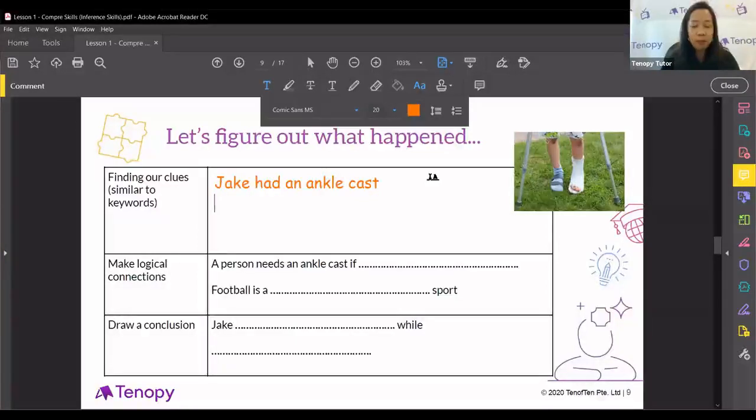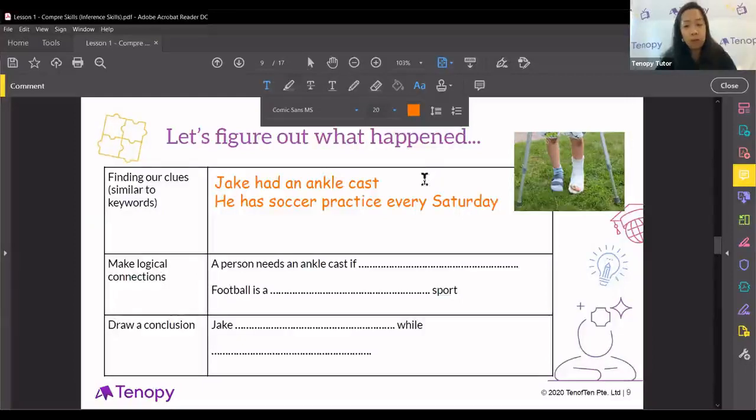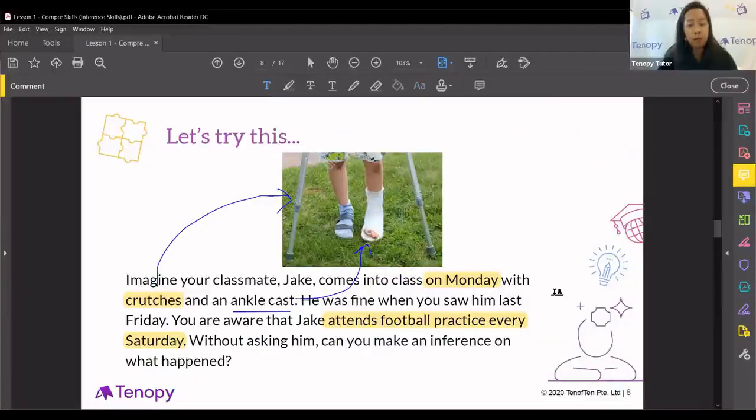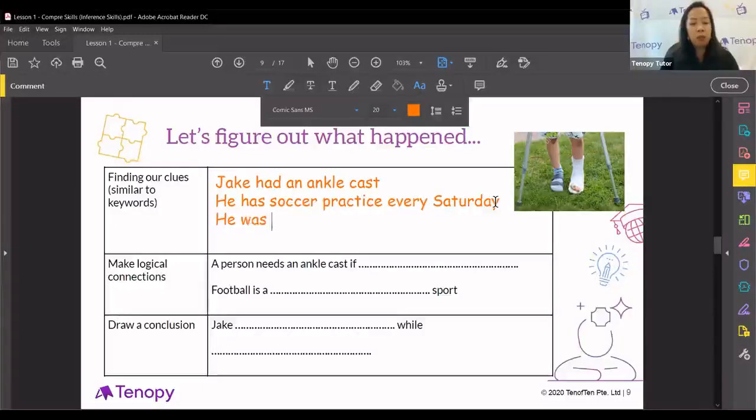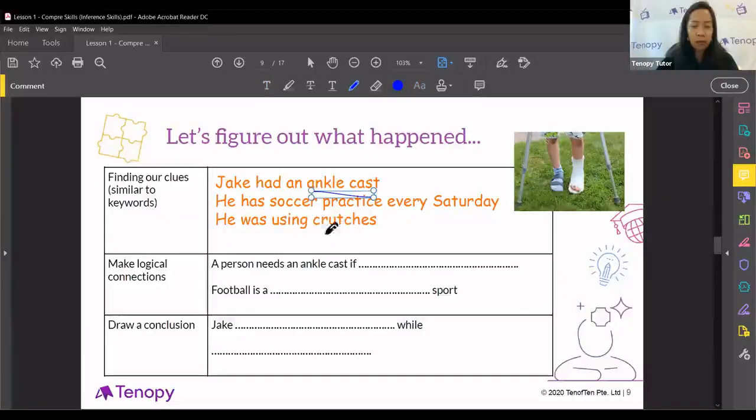Okay, Akil says he has soccer practice every Saturday. Fine. He has soccer practice every Saturday. This is an important piece of information. What else do we have? Everyone else? Anyone can participate, okay? Whatever clue that you think is important, I'm going to just go back to this a little bit for those of you who forgot the scenario. All right. Bethany, very good answer. He was using crutches. Okay, so now this clue number 1: had an ankle cast, using crutches.